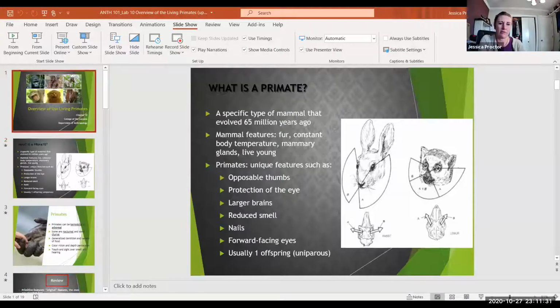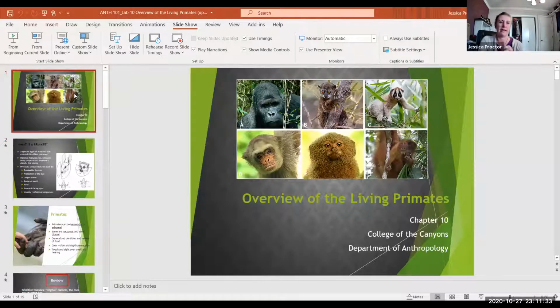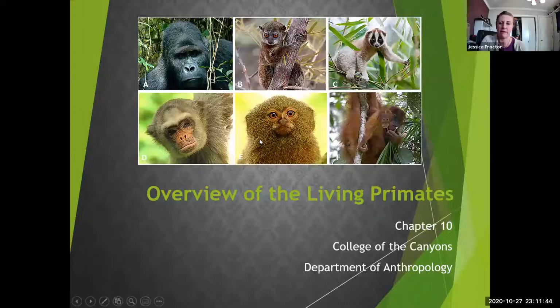All right, so lab number 9 and lab number 10 are focused on primate classification. Lab number 9 is actually really short. It is just introducing you to the idea of what classification entails and how scientists are going to classify living organisms. And then lab number 10 is a bit longer because it's going to focus specifically on primate classification.